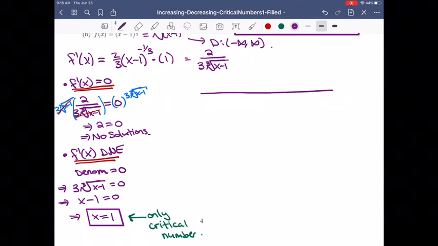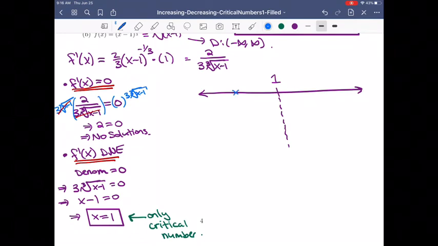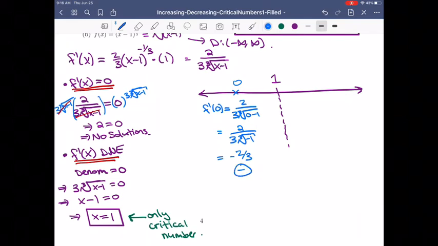So we make our number line. The domain is all real numbers, so we want to use the whole thing. And we only have to split at 1. So I test a point that's less than 1, maybe 0. So f prime of 0 is going to be 2 over 3 times the cube root of 0 minus 1. So this is 2 over 3 cube root of minus 1. The cube root of minus 1 is minus 1, so this is going to be negative 2/3. So in particular it's negative.